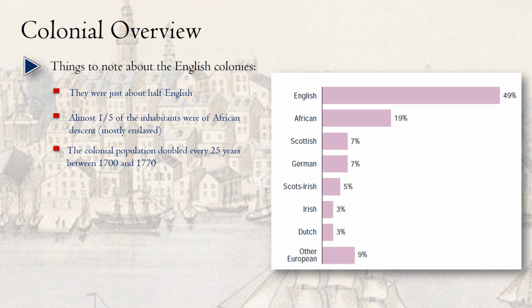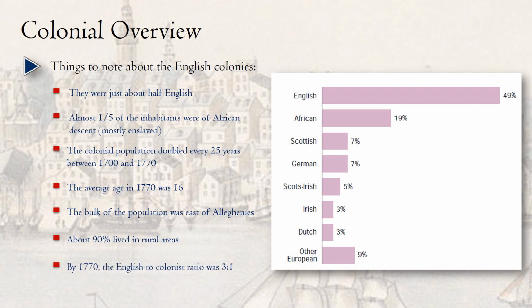Most of this is going to come from natural increase or natural reproduction, although immigration is certainly going to play a part as well. The average age in the colonies is 16, so it's a very young population, and the bulk of the population lives east of the Allegheny Mountains, 90% of which live in rural areas. By 1770, the English to colonist ratio was 3-1, telling you that the colonies are multiplying and multiplying quickly.